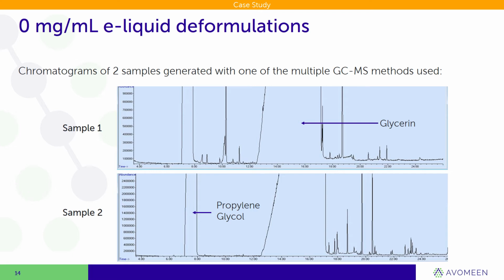So we did chromatograms of two products, two flavored products, and we use multiple GCMS methods, and I'm showing you one of them here. Sample 1 on the top, sample 2 on the bottom. We see the large glycerin and propylene glycol peaks identified by the arrows, and we see a lot of small peaks. Those are the flavoring components.